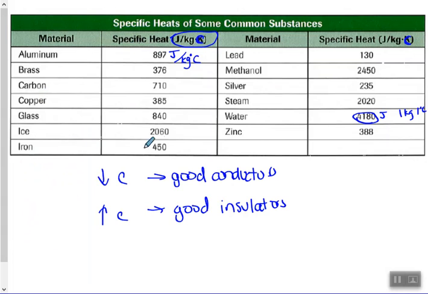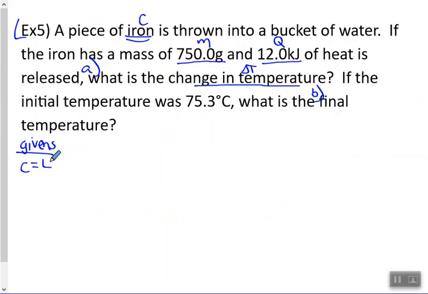So the C of iron, take a look at your graph. Blue, blue, blue, blue, iron right here is 450. So C is 450 joules per kilogram degree Celsius. The iron has a mass of 750 grams. And remember, we need to change that into kilograms. So divide by 1,000, and we get 0.75 kilograms.